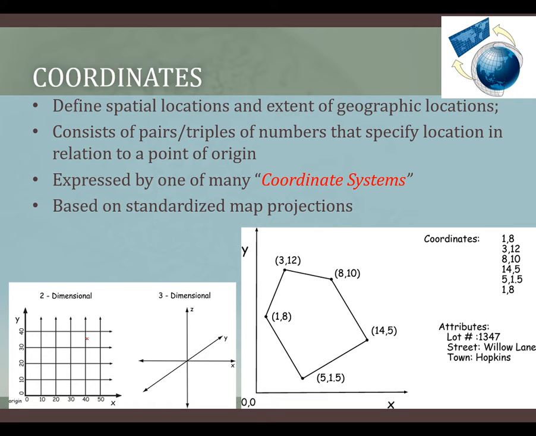Now let's talk a little bit about coordinates. I know we'll talk in detail in the next 2 weeks about different coordinate systems, but I just want to tell you the meaning of the word coordinates, because if you notice, when we talked about points, we talked about coordinates. So I'm just going to review very fast the different coordinates we use here in ArcGIS and in different GIS software and in the world. You might see this a lot. So coordinates define spatial locations and the extent of geographic location. Well, you know that they consist of pairs or triplets of numbers that specify the location in relation to the point of origin.